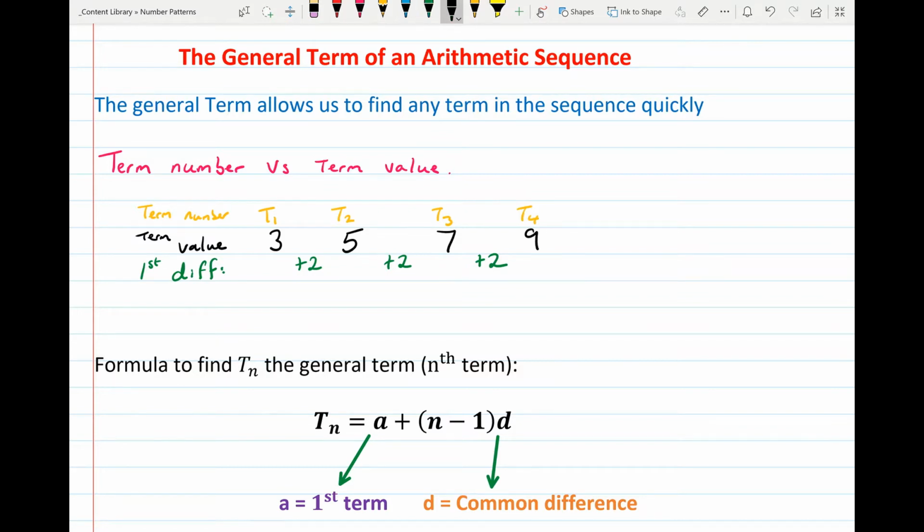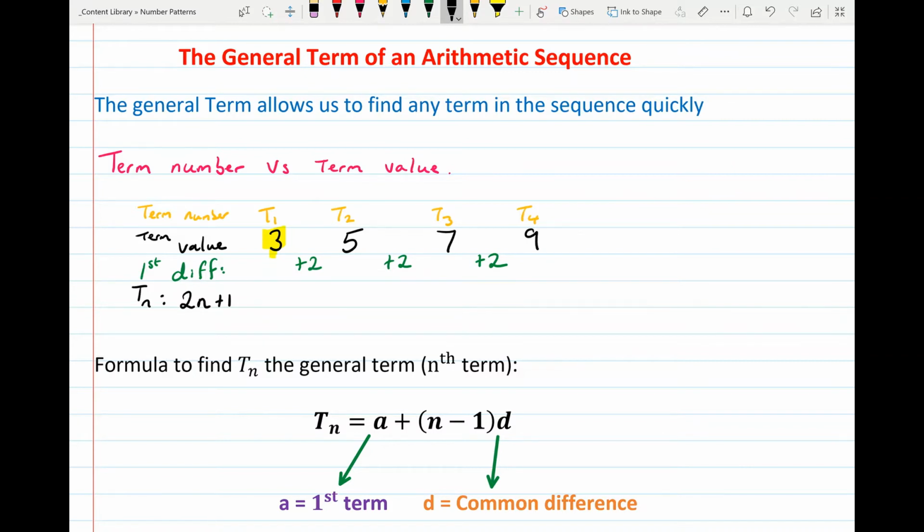A quick way of finding the general term then is to take your common difference, which is 2, and multiply it by n, and n stands for any term number in the sequence. So 2 times 1 should be the first term in the sequence. So 2 times 1 is 2. But if we look at our sequence, the first term isn't 2, it's actually 3. So what I need to do is I need to go 2n and add on an extra 1. So 2n plus 1 is the general term for this sequence. Tn stands for the general term.